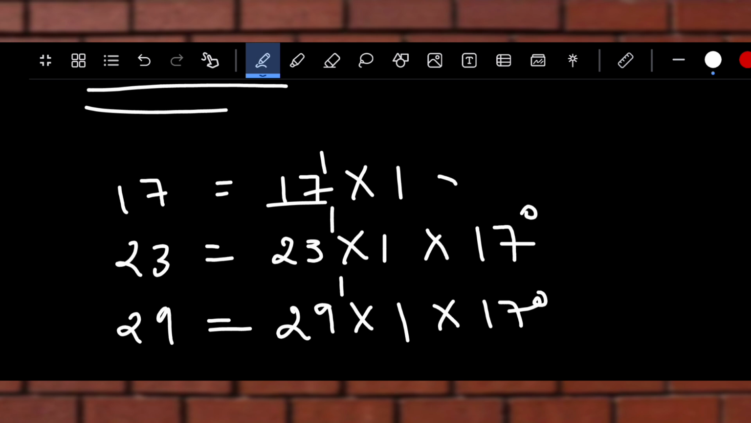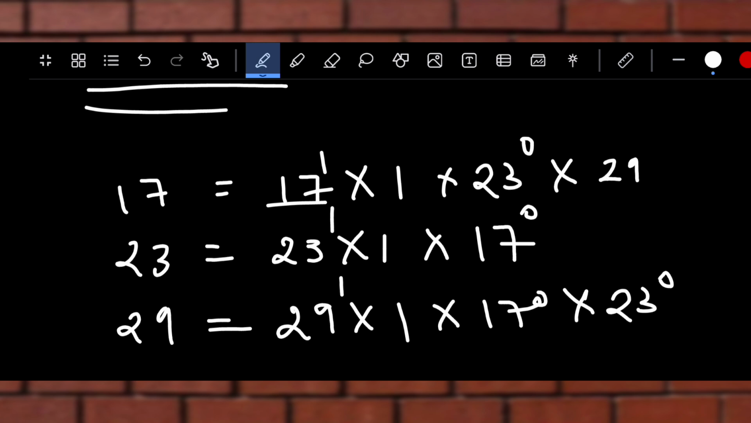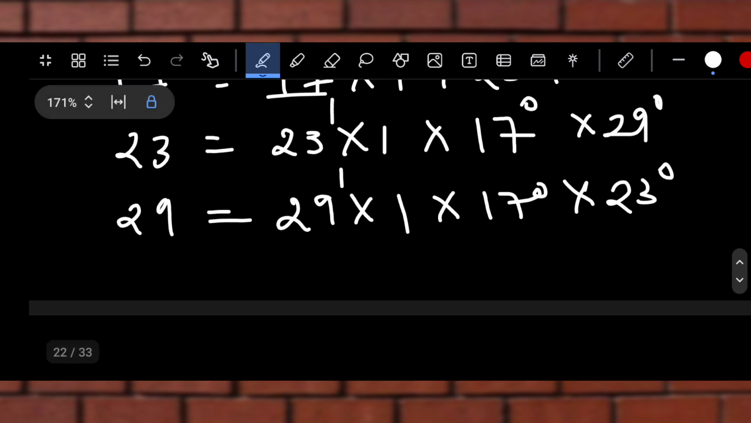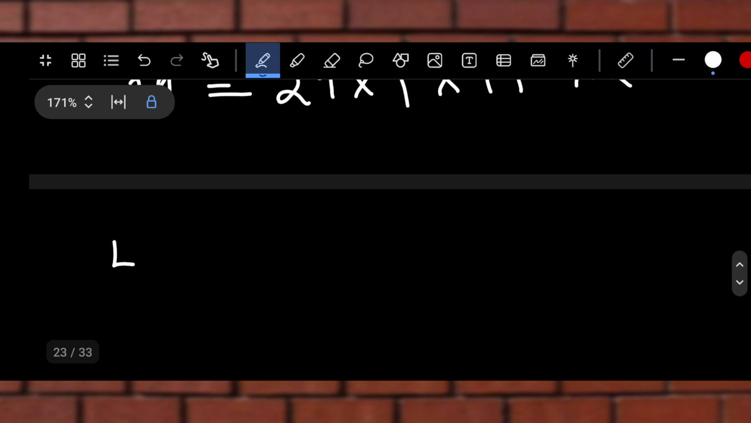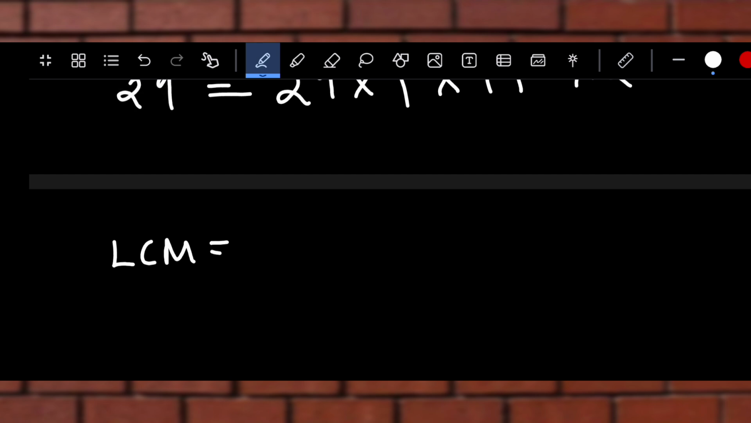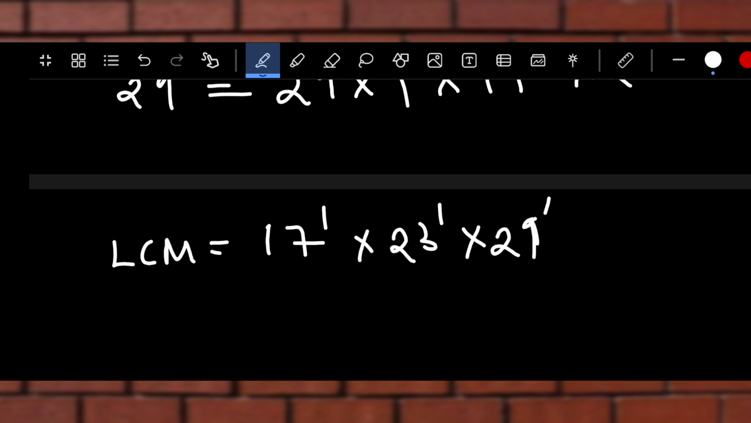23 I don't have it in the first and the third, so I'm writing 23 to the power 0. 29 I don't have it in first and second, so I'm writing 29 to the power 0. Okay, now we'll write the LCM. LCM is the highest power all these numbers have. So the highest power is 17 to the power 1, 23 to the power 1 and 29 to the power 1. So let's multiply and find the answer.